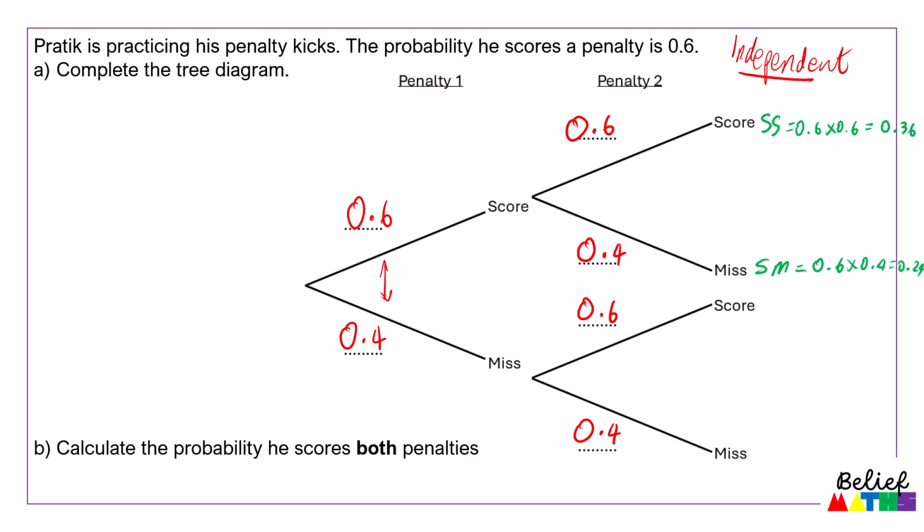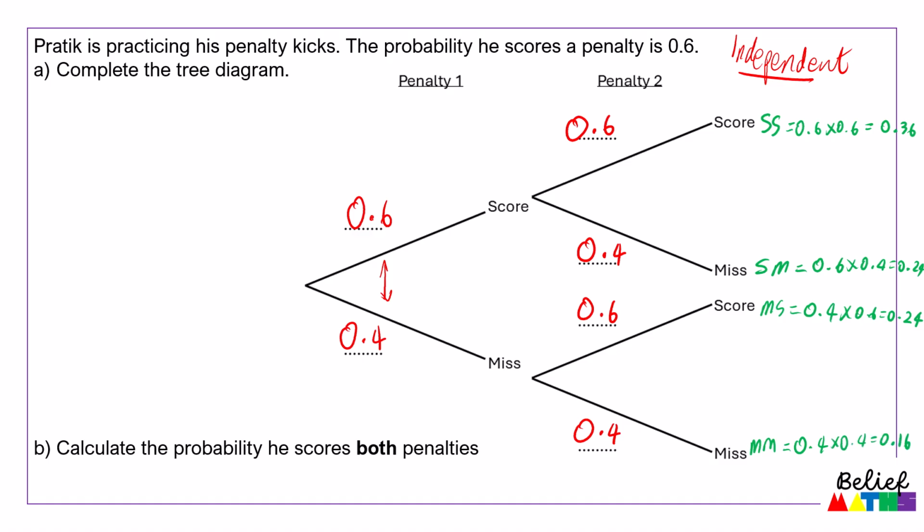The third one, miss and score, again 0.4 times 0.6 gives us 0.24 again, and those two in the middle are often the same, particularly when they're independent. And then finally the last one, missing both, is equal to 0.4 times 0.4, which is 0.16.